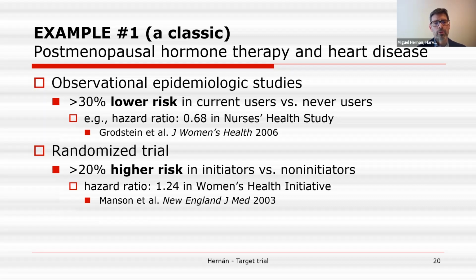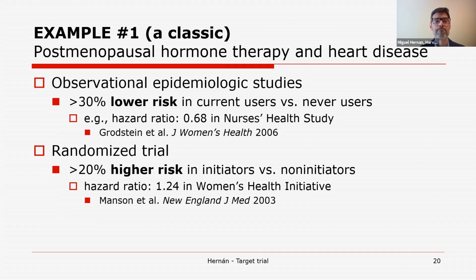Now, the first example is hormone therapy and heart disease. So very quickly, because I'm sure that many of you have heard this example before, I still like to use it because it encapsulates a lot of the problems with analysis of observational data.